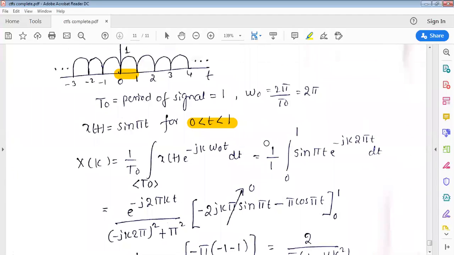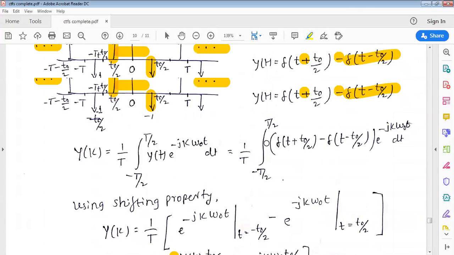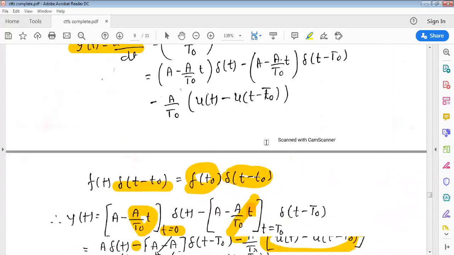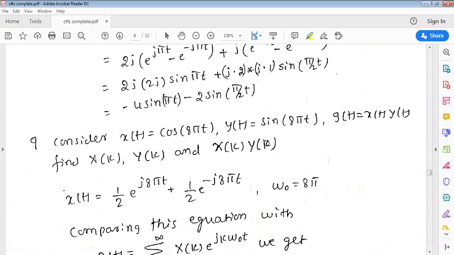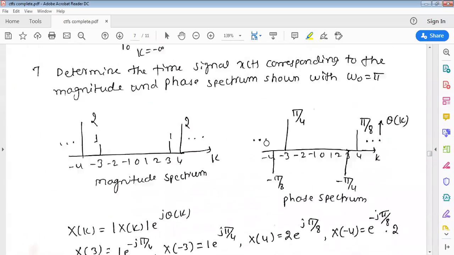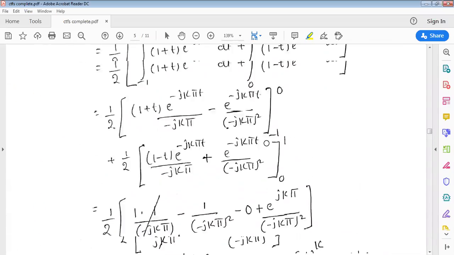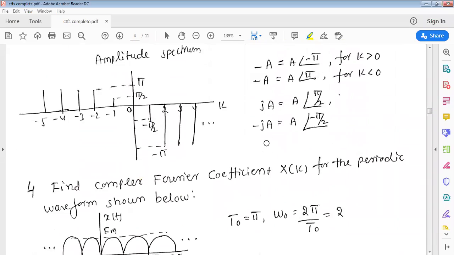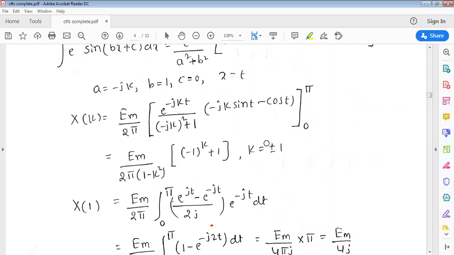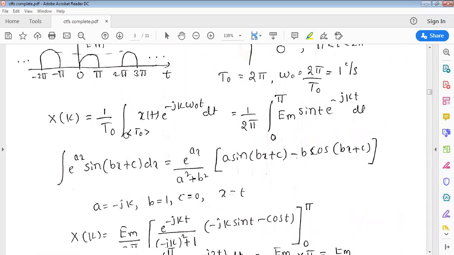I'll show you the formula which I gave in the previous class. I think I've given you the formula here. See here, this is the formula I'm using. The integral of e power ax sin of bx plus c dx is equal to e power ax by a square plus b square, into a sin bx plus c minus b cos bx plus c. So this formula is used here to simplify.